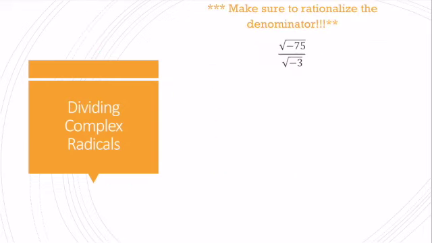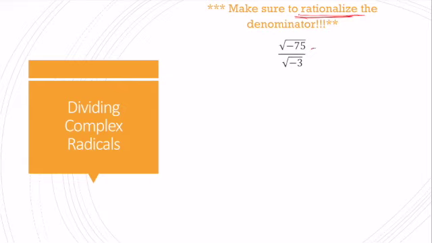If we can multiply complex numbers, we can most certainly divide them. So again, the first thing we want to do is pull out that factor of i. And then we're going to have to make sure to rationalize the denominator, so turn the denominator into a rational number.